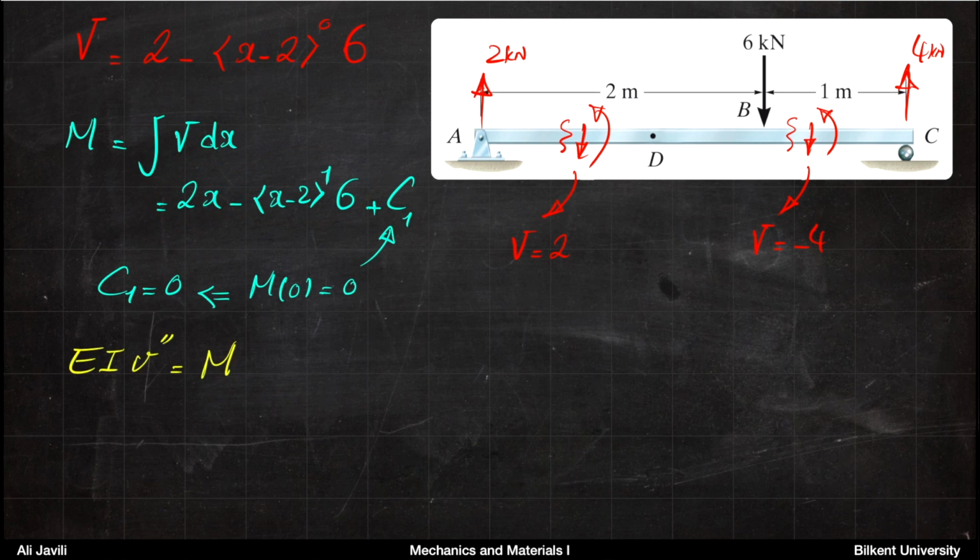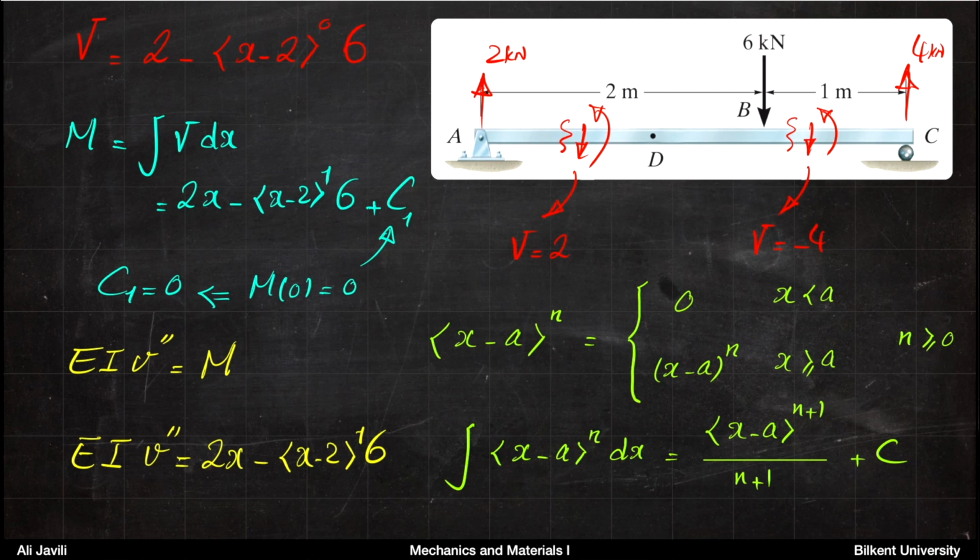All right, so once you have your moment function, which is exactly 2x minus the Macaulay bracket ⟨x − 2⟩ times 6, all you have to do is proceed with our usual integrations. So this is your EI v double prime. And now you proceed with integration using the integration rules of Macaulay brackets for n power larger than 0, because here it is 1.